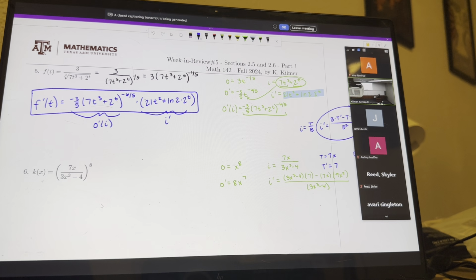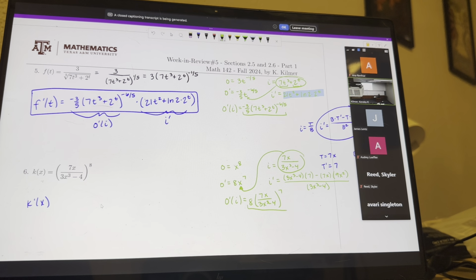So back over here, the derivative we were being asked to find, it was a composite function. And so we know it's the derivative of the outside evaluated at the inside. So we take our inner function and we plug it in for x. So O prime of I is 8 times 7x over 3x cubed minus 4, all raised to the 7th power.